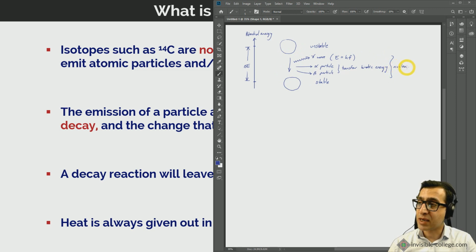So nuclear radiation is radiation emitted by an unstable nucleus. In the process of becoming more stable, it emits the excess energy in the form of energy carried by gamma waves or alpha particles or beta particles or even neutrons.